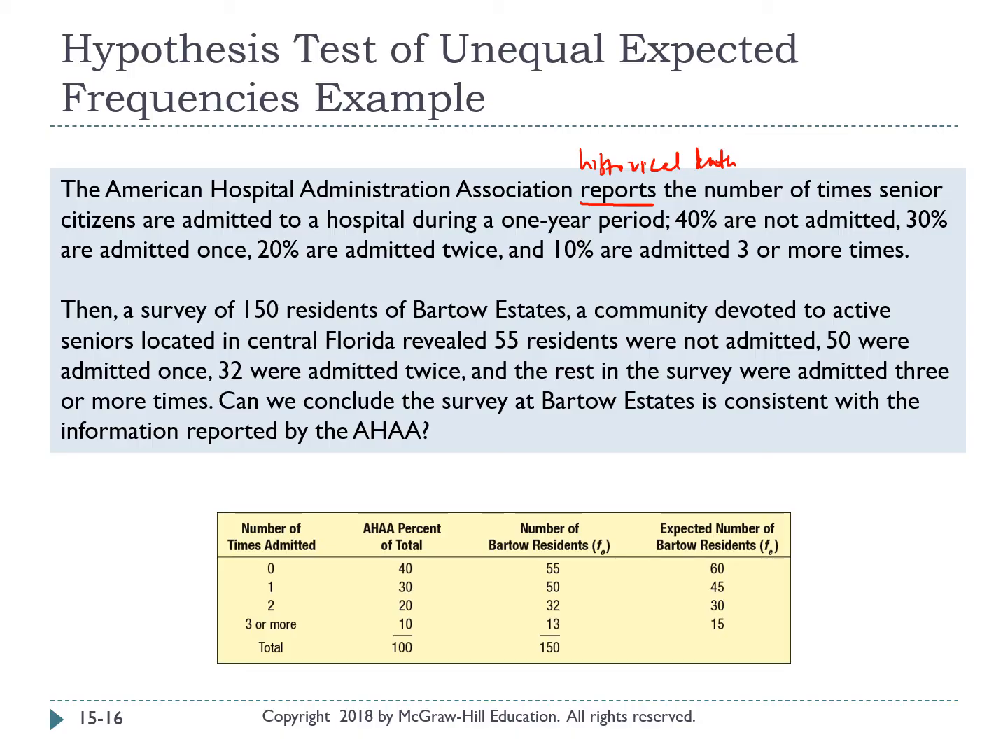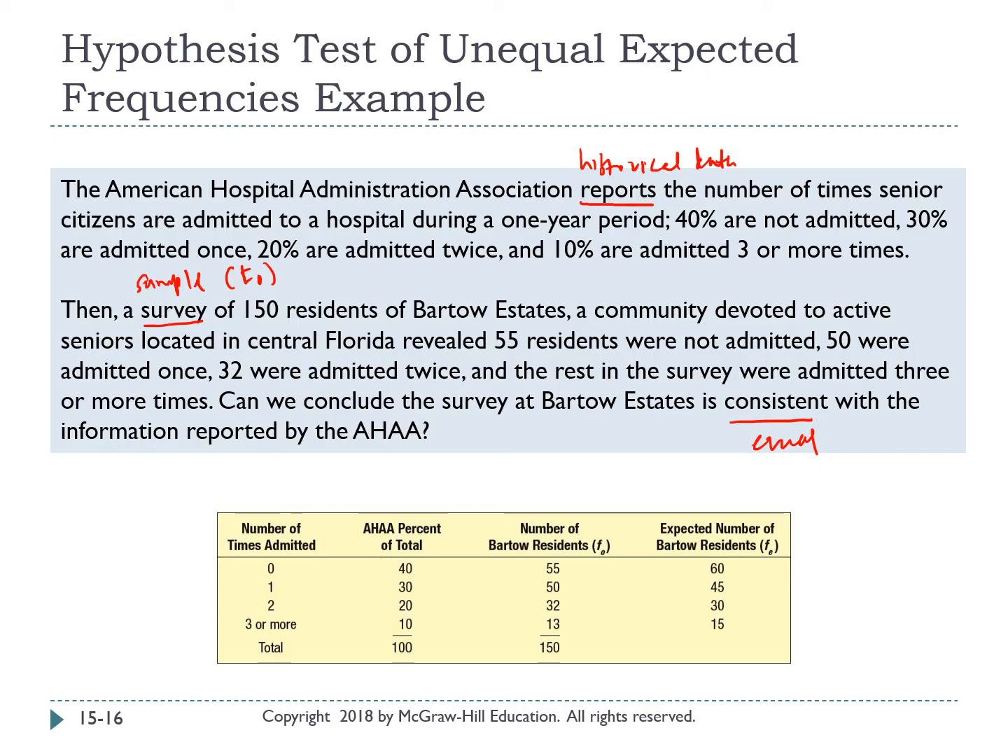Then a survey. When we talk about a survey, this is our sample, or we can say this is our observed frequency. A survey of 150 residents of Bartow Estates, a community devoted to active seniors located in Central Florida, revealed that 55 residents were not admitted, 50 were admitted once, 32 were admitted twice, and the rest in the survey were admitted 3 or more times. Can we conclude that the survey at Bartow Estates is consistent? Consistent means equal or the same with the information reported by the American Association.